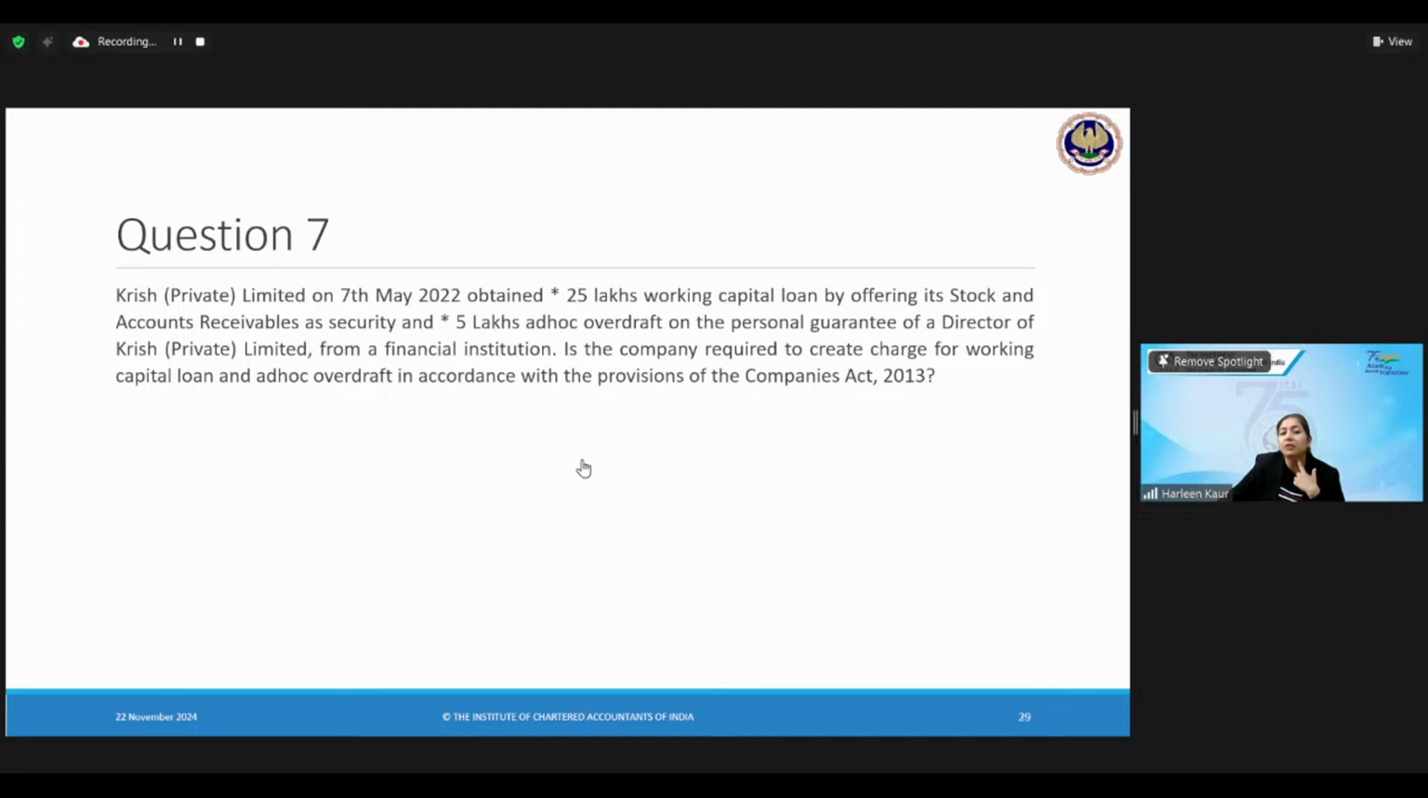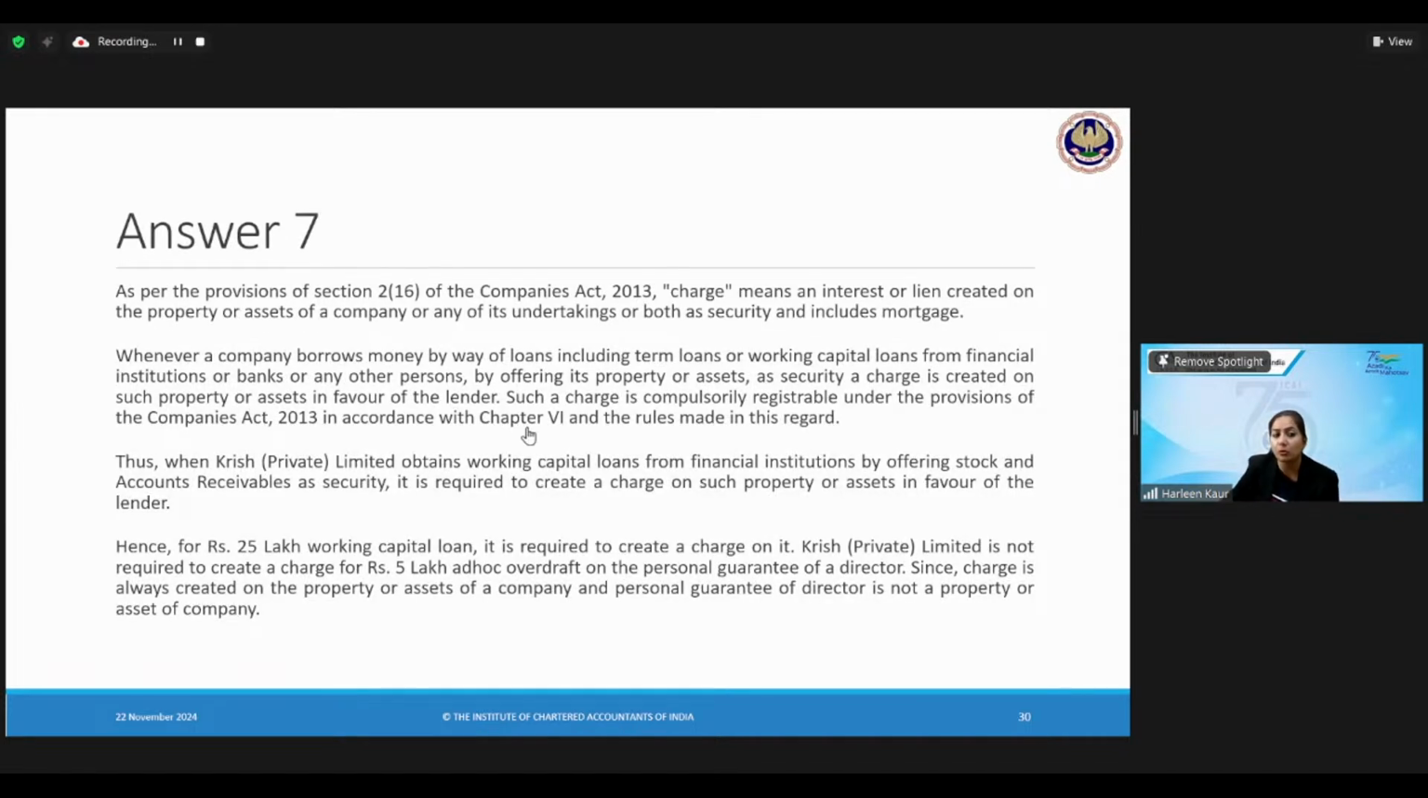So I told you these kind of things, floating charges can also be given. So you will give the definition of the charge. When a company borrows by taking term loans and working capital loans by offering its property, then it has to get the charge compulsorily registered under Chapter 6. Krish obtains working capital loans from financial institutions against security, so it has created a charge. Hence, for 25 lakhs, it is required to create a charge on it.